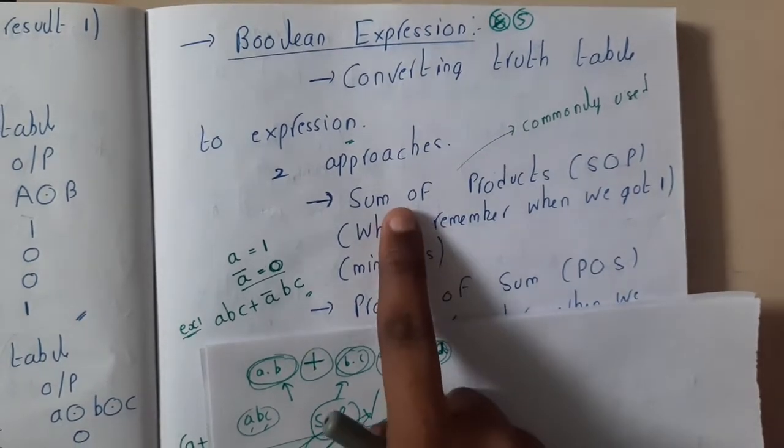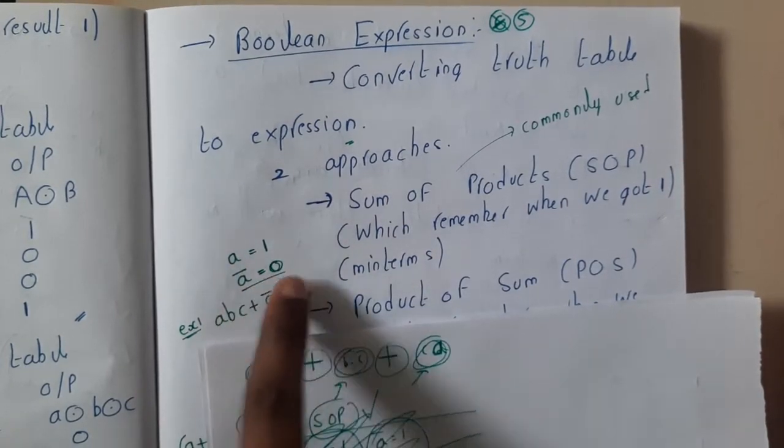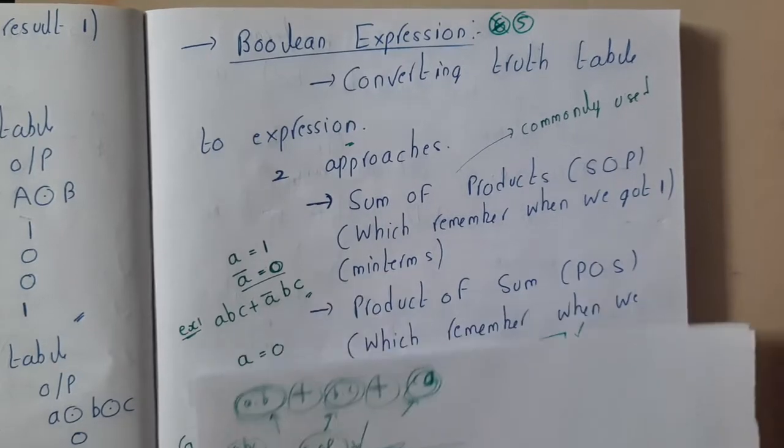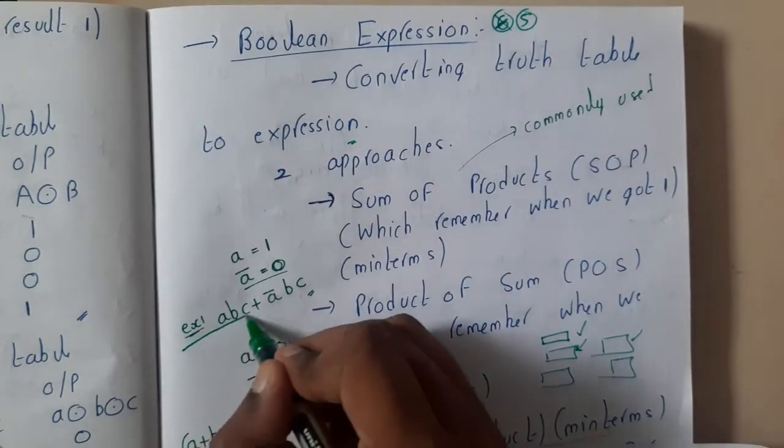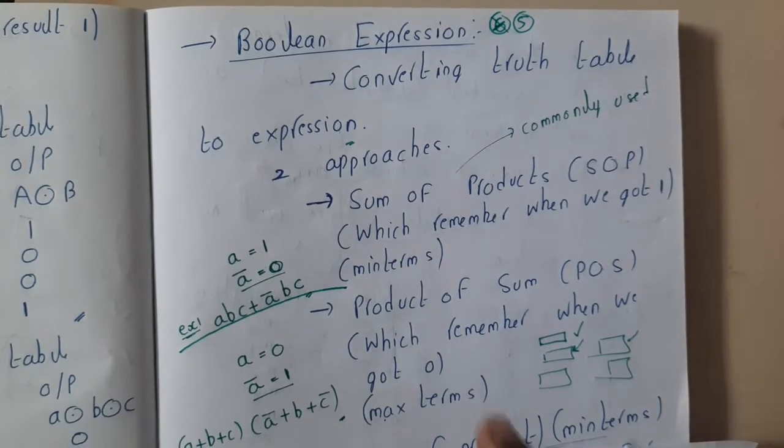These sum of products terms are called min terms, guys. So here A equal to 1 and A bar equal to 0, and this is a small example. Now you got some basic idea about sum of product. We'll discuss that in detail, so don't worry. Now let us continue.